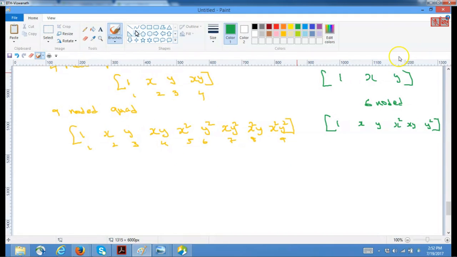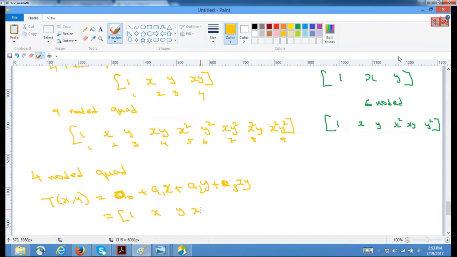So now let us write for a 4-noded quad. I write my temperature T(x, y) as a naught plus a1 into x plus a2 into y plus a3 into xy, or I can as well write it as 1 x y xy multiplied by a naught, a1, a2, a3. It's the same statement.